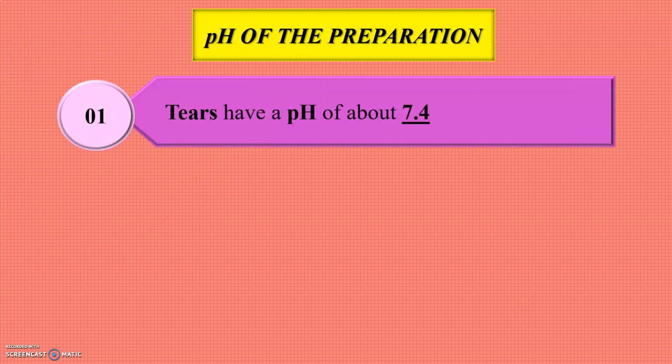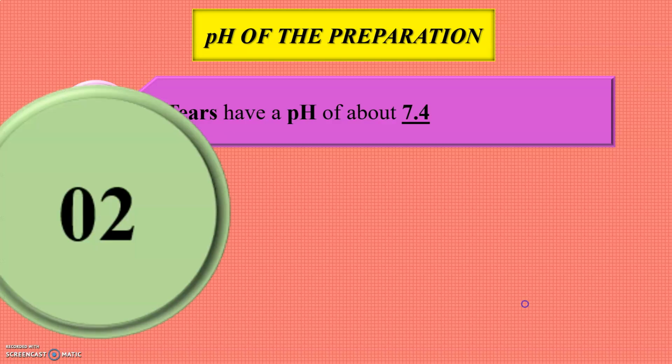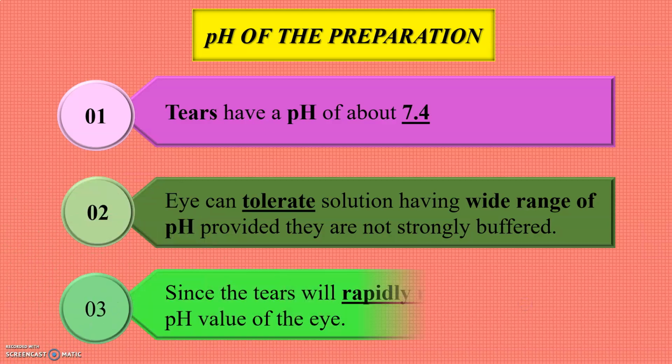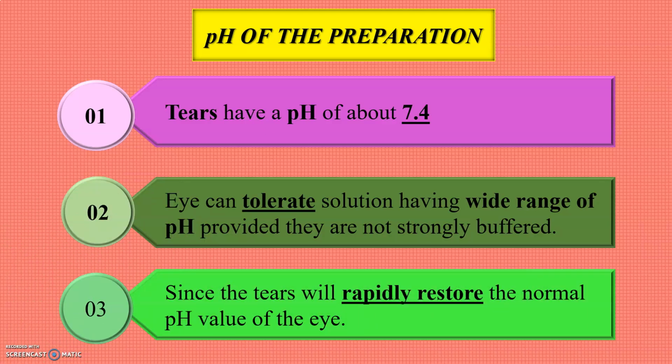The next essential characteristic is the pH of the preparation. The tears have a pH of about 7.4. The eye can tolerate solutions having a wide range of pH provided they are not strongly buffered, since the tears will rapidly restore the normal pH value of the eye.